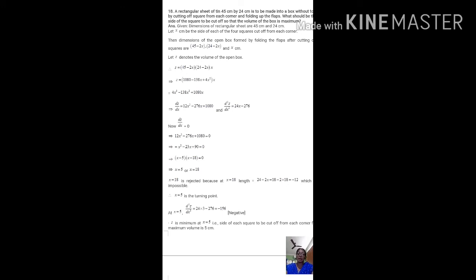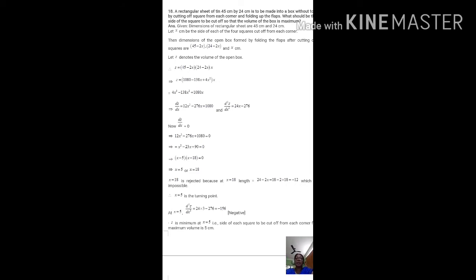So we have to find dz/dx, then d squared z/dx square, then set dz/dx equal to 0, all the procedure of the second derivative test. By putting this we get two values, x equal to 5 and x equal to 18. If we consider x equal to 18, then the breadth will be 24 minus 2 into 18, that is negative, which is not possible. So there is only one turning point, x equal to 5.